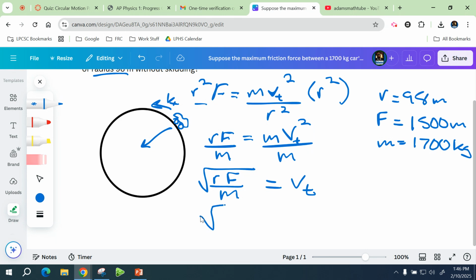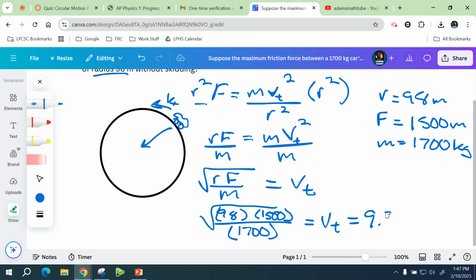So I'm just going to plug that in. I'm going to say 98 times 1,500, all over the mass of the car, which is 1,700 kilograms. And then I have to take the square root of that to get the velocity. The tangential velocity, which is about 9.3 meters per second. Okay?